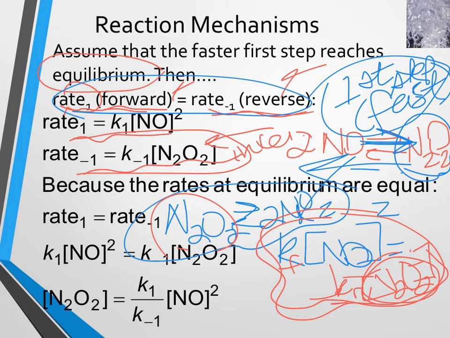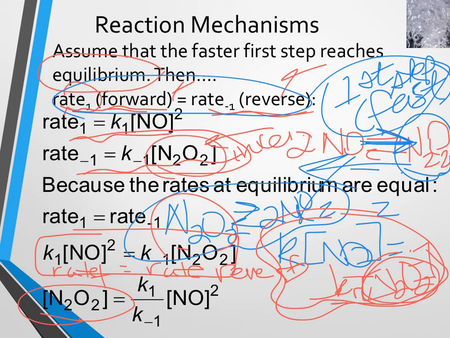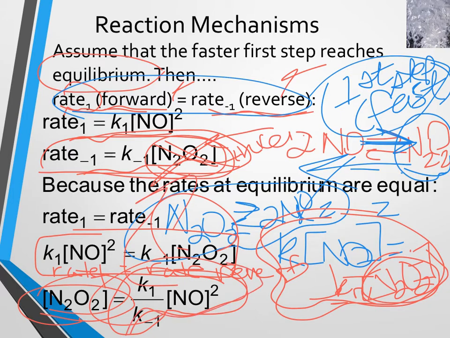So look for a minute over to the left, and this is the rate of the forward reaction equals the rate of the reverse reaction. So now simplify this equality to solve for N2O2, because that's what we're trying to get rid of in our overall rate expression. So if you substitute, you get N2O2 equals this big thing. So now you're going to go back to the rate law for the rate determining step, and wherever there's an N2O2, the intermediate, you're going to substitute in this whole thing here.